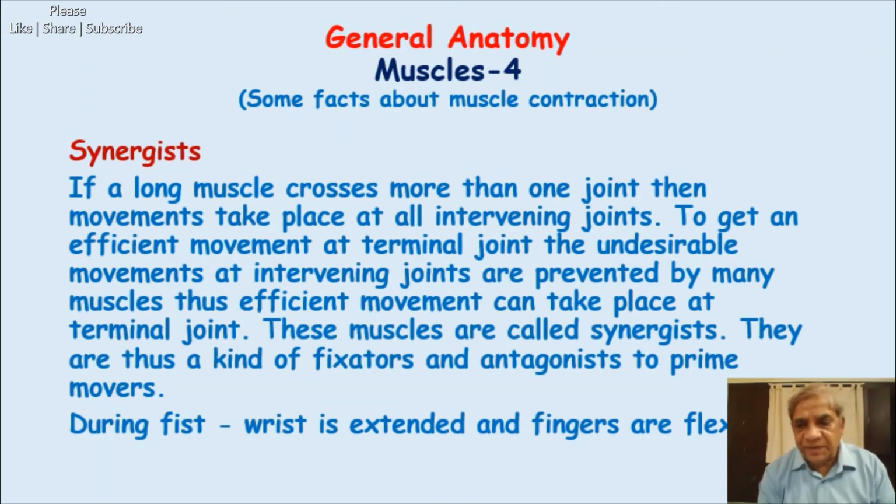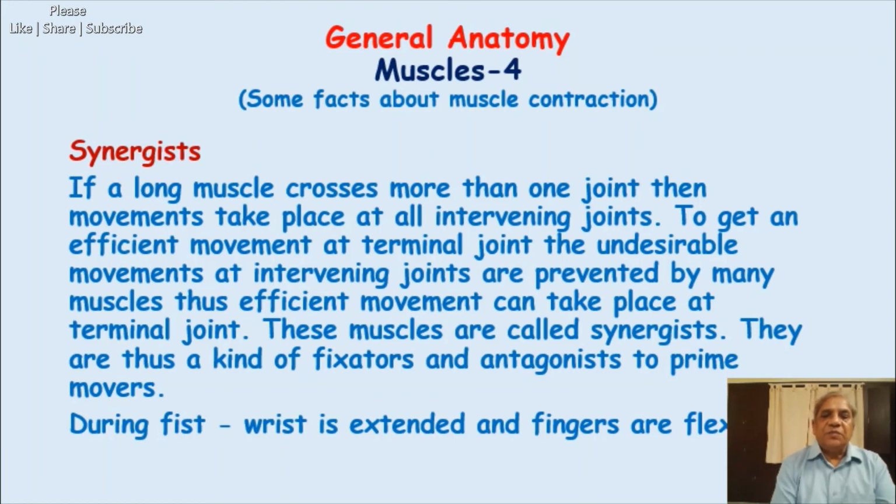Now the last group of muscles, which are sometimes also called fixators because their function is something like that of a fixator. Now, if a long muscle crosses more than one joint, take the example of the muscles which take origin from the forearm. Their tendons are long, and they cross the wrist joint, then the carpometacarpal joint, then the metacarpophalangeal joint, then the interphalangeal joint, and attach somewhere in the distal part of the phalanx.